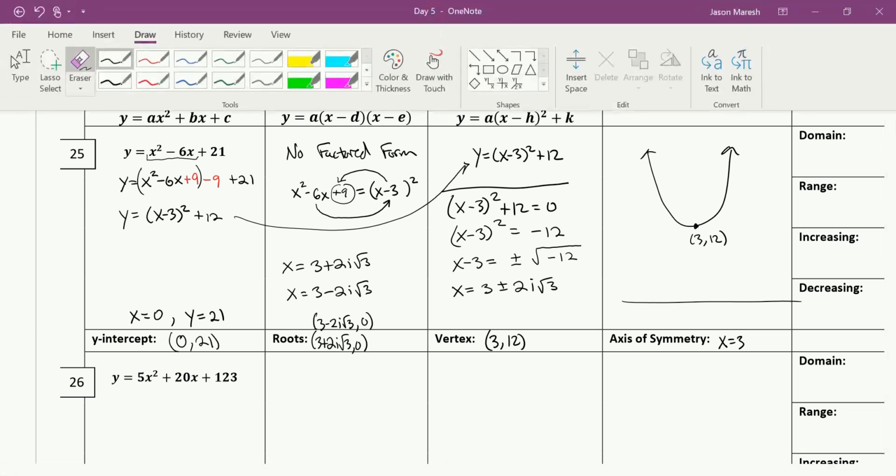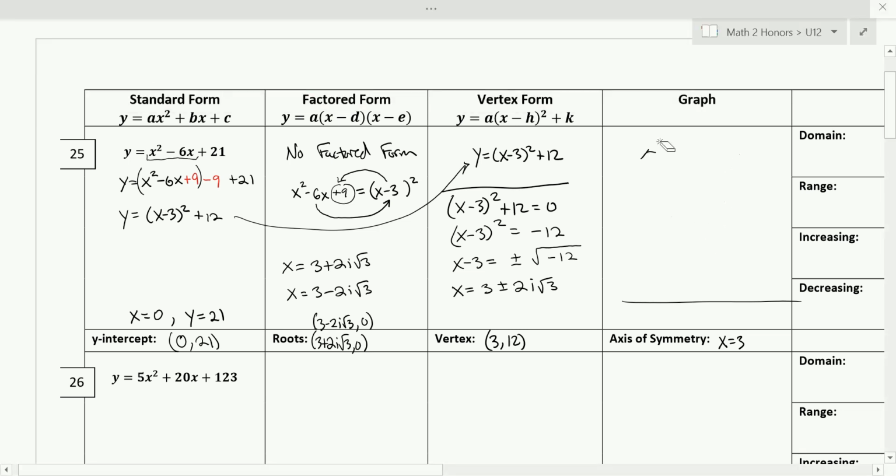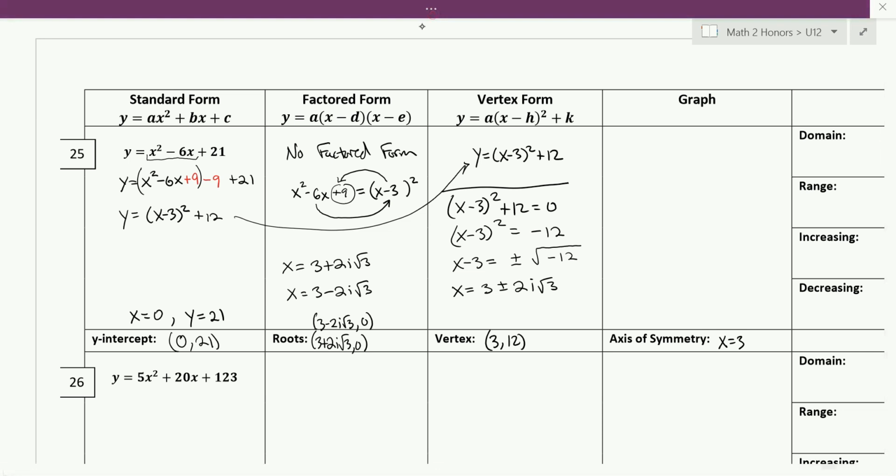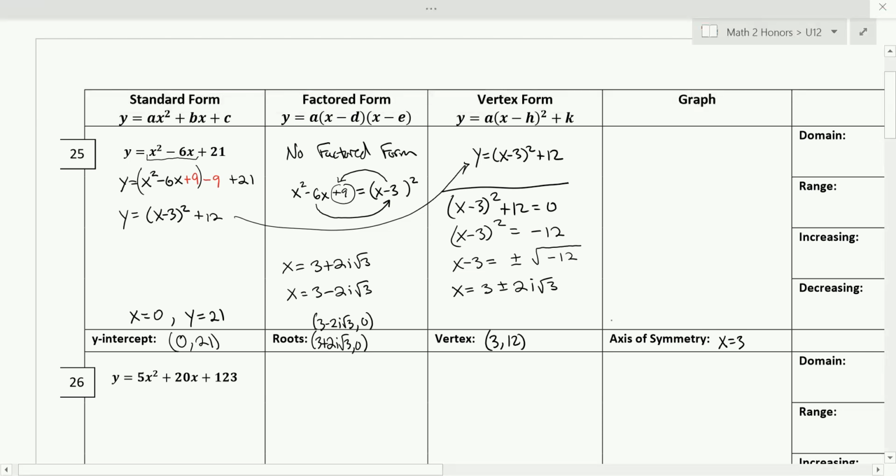So now let's get to our graph. We know it's not crossing the x-axis, so I'm going to make that x-axis really low. We know the center is happening at 3, so I'm going to shift the y-axis a little to the left because the middle is going to be at 3. Okay, so there's our middle. Our vertex is the lowest point at 12. And I'm going to reach a y-intercept at 21.